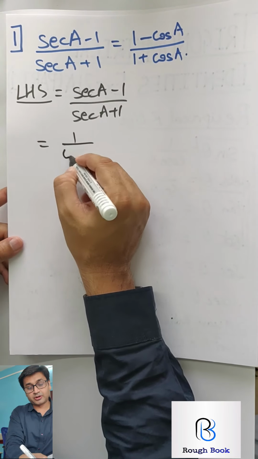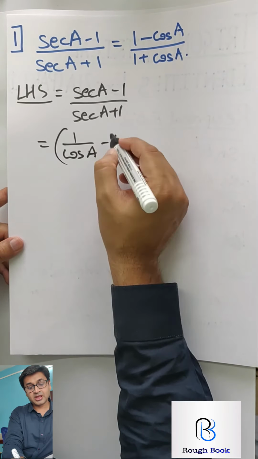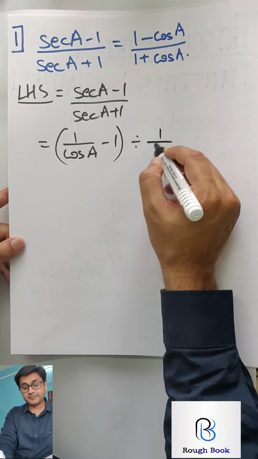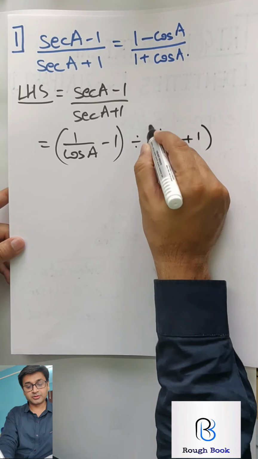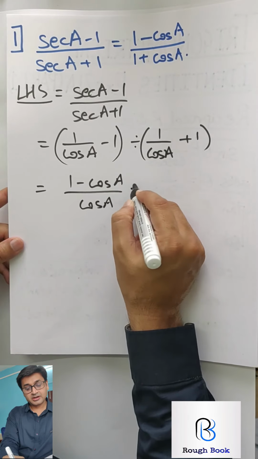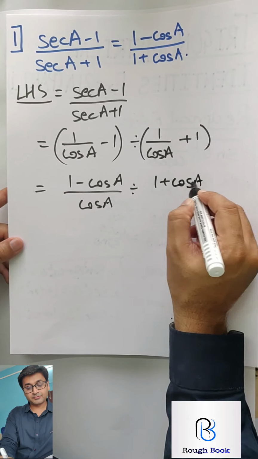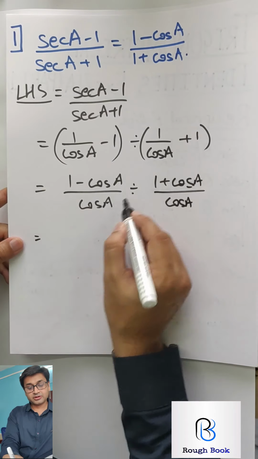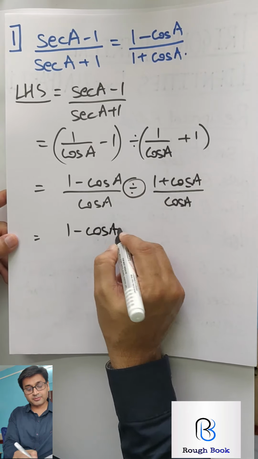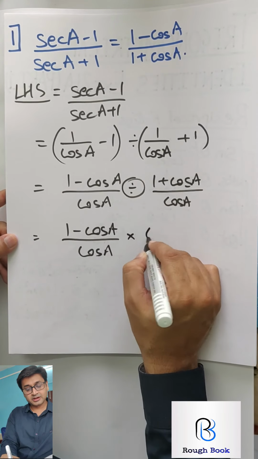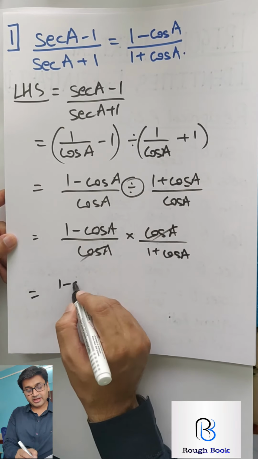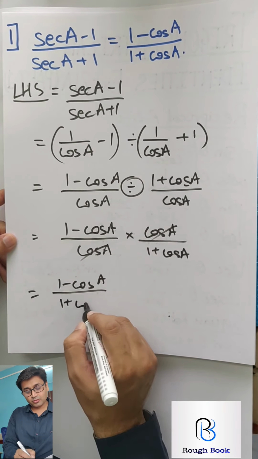So sec is 1 upon cos minus 1. Don't write upon, always use the division sign, so your life will become easier. 1 upon cos A plus 1. So I shall get (1 minus cos A) upon cos A divided by (1 plus cos A) upon cos A. When you convert division to multiplication, the reciprocal happens. So I will get (1 minus cos A) upon cos A into cos A upon (1 plus cos A). Cancels. What I get is 1 minus cos A upon 1 plus cos A.